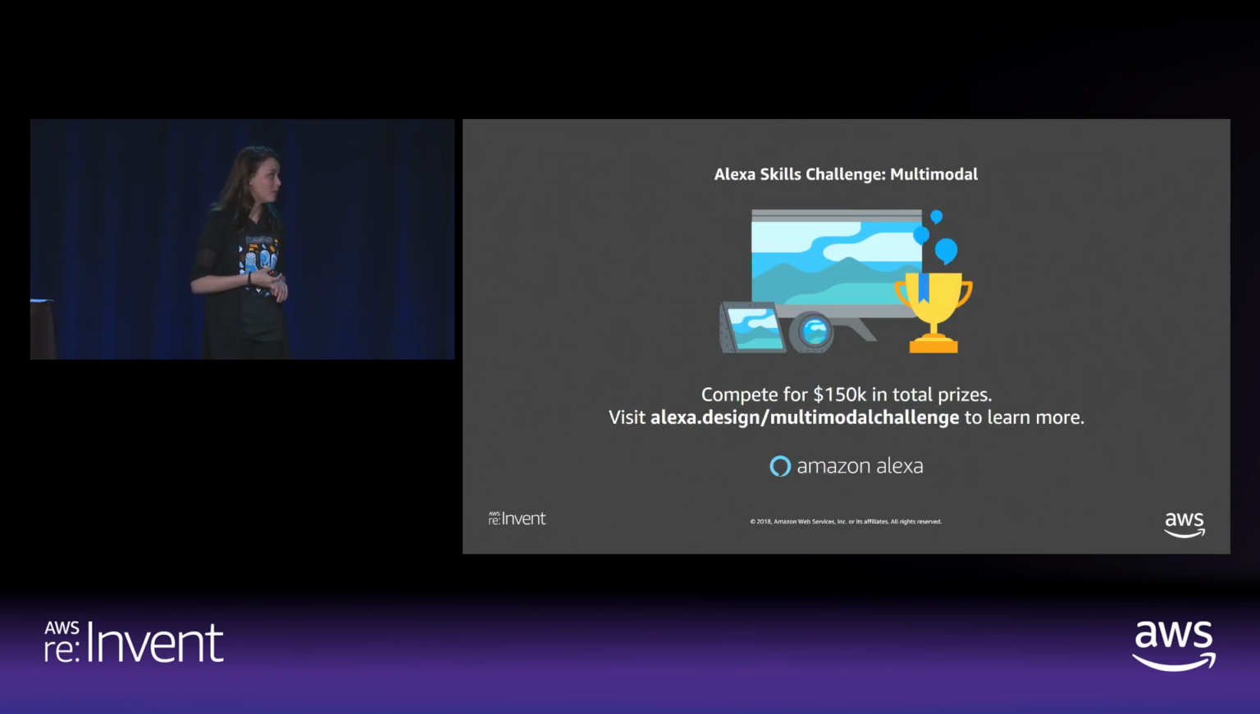Finally, we have a challenge with multimodal. We want to really push our developers to create skills with APL because we see high customer engagement and interaction with skills that feature APL. So if you want to participate in our challenge, there are $150,000 in total in prizes. So if you go to alexa.design/multimodalchallenge, you can find out more about what it takes to enter that challenge and submit a skill in APL. As of last week, we are certifying skills in APL, so you can start developing right now.